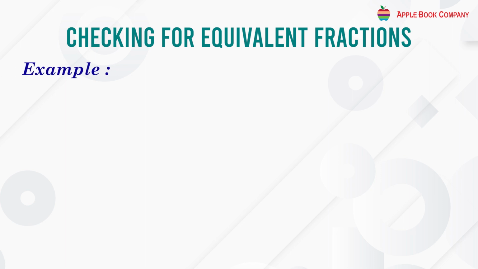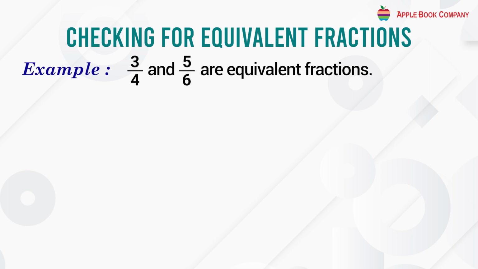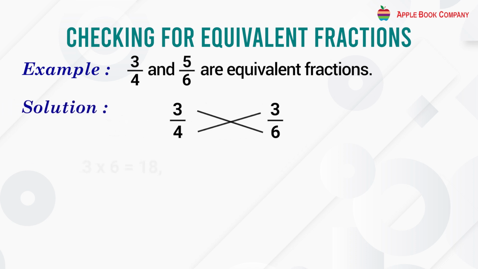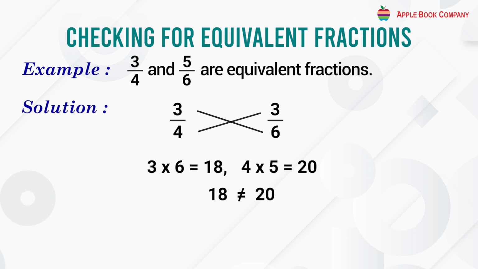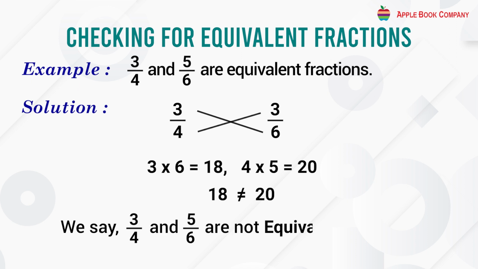Let's see an example. Check whether 3 by 4 and 5 by 6 are equivalent fractions. Solution. So you multiply: 3 multiplied by 6 gives you 18, and 4 multiplied by 5 gives you 20. 18 is not equal to 20. Since the products are not equal, we say 3 by 4 and 5 by 6 are not equivalent fractions.